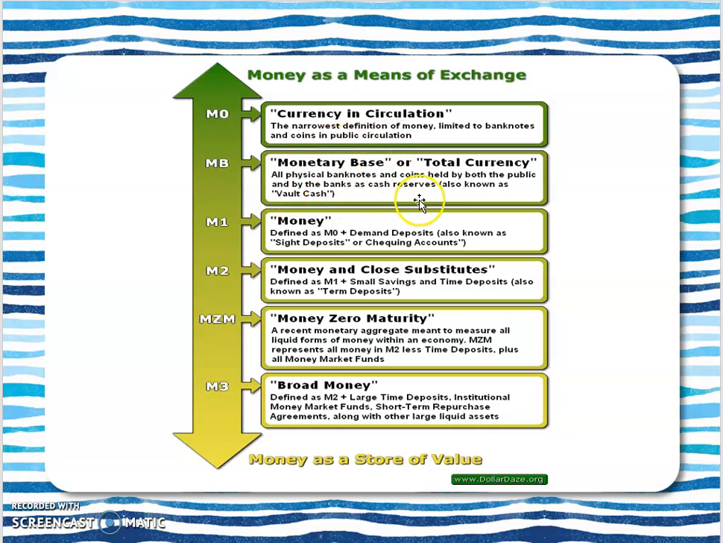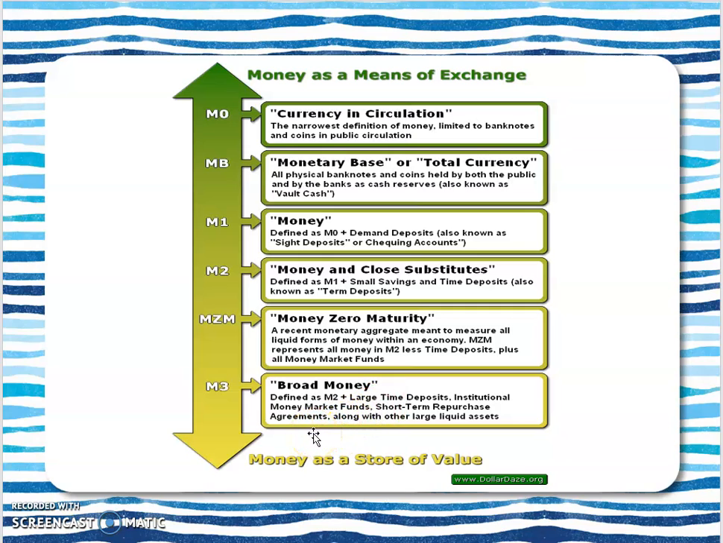MB is the money base or total currency: all physical banknotes and coins held by both the public and the bank as a cash reserve, also known as vault cash. M1, as I mentioned, is money. M2 is money and close substitutes. MZM is money zero maturity, a recent monetary aggregate meant to measure all liquid forms of money within an economy. MZM represents all money in M2 less time deposits plus all money market funds.